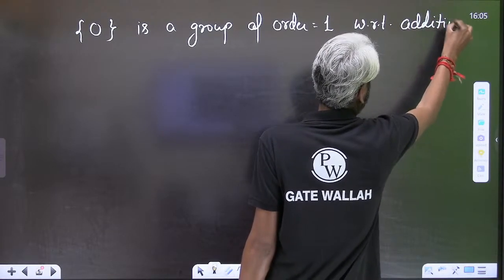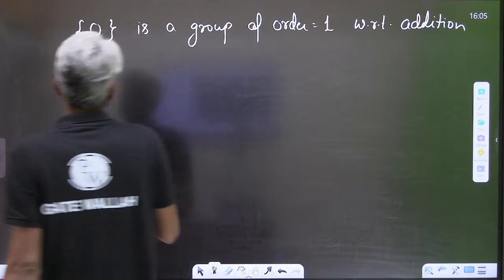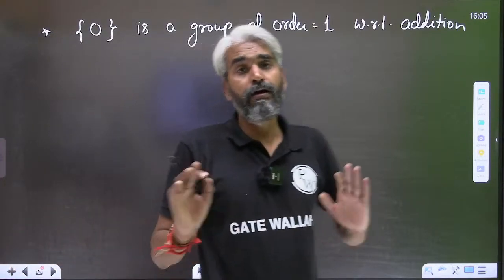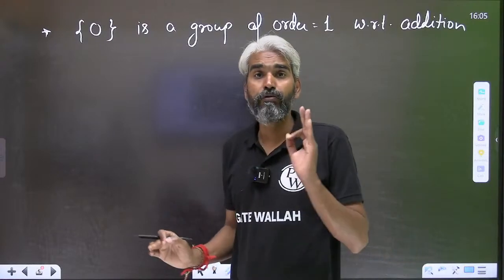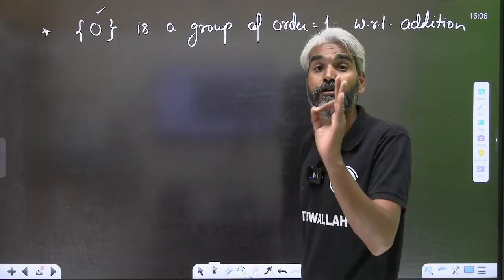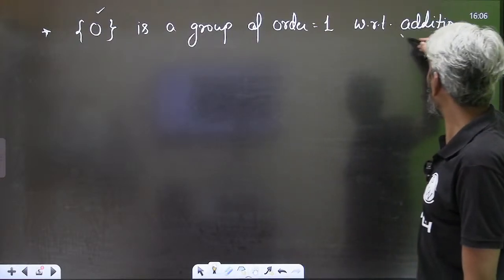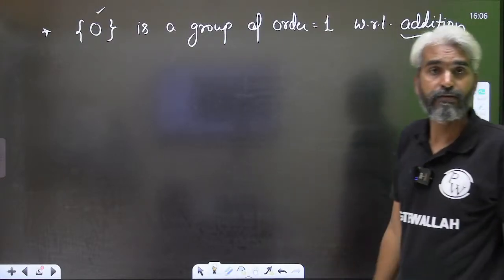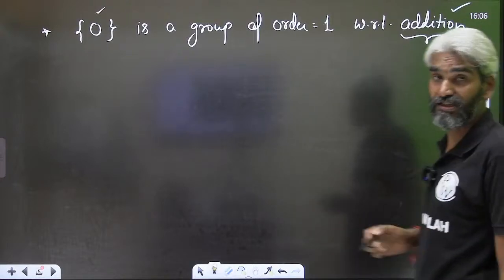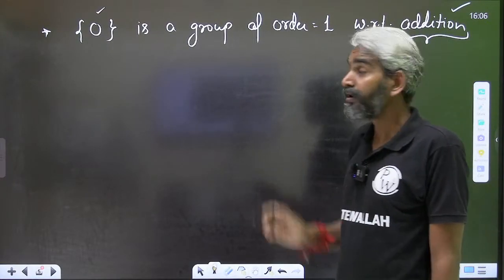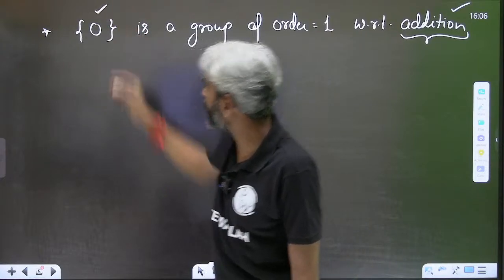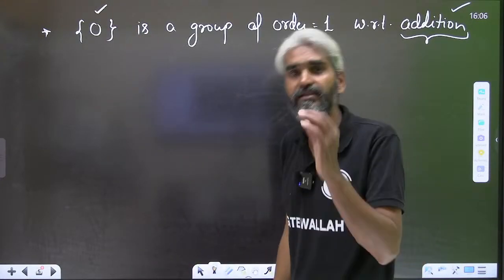Clear? So please try to understand, is this statement correct? No matter how many times I add 0 with 0, the result will be 0 itself. That means this set is closed with respect to the operation addition. Apart from that, addition is associative. The identity element with respect to addition is 0, and 0 is present in this set. Therefore, the identity element exists in the set.